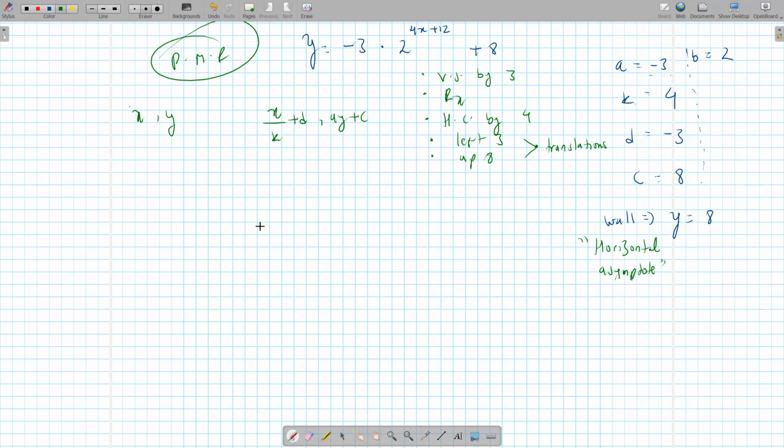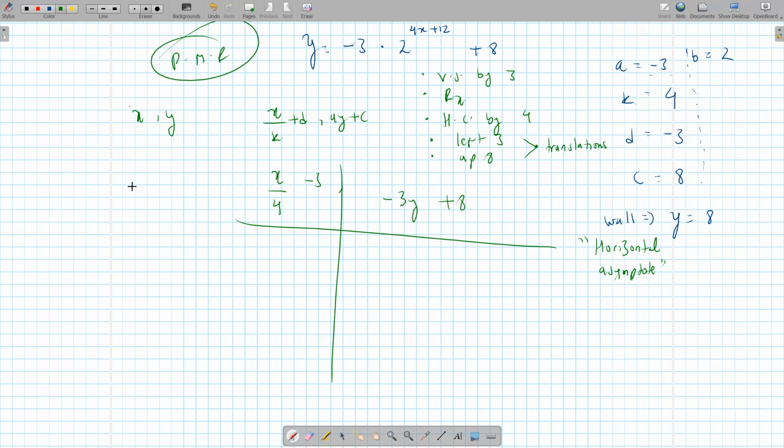All right, so in this case, it's going to become x over k. So if we plug in the 4 letters, what does that turn into? It will become x over 4. You see that? x over k plus what? Actually, this may not be plus. Minus 3. Yeah. Now what about the y? Minus 3y plus 8. Yeah, good. Minus 3y plus 8.